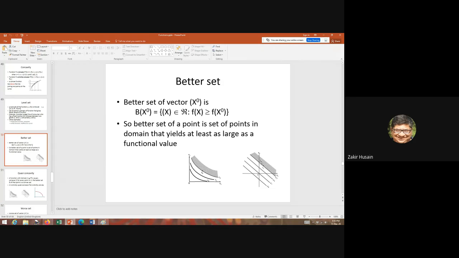In this case, we can see this is the budget line. As we move to higher and higher budget lines, it represents a better set. So if we start with C0, all points C1, C2, C3 are in the better set. If we take C1, then C2 and C3 are in the better set. Similarly, we can also define better sets for indifference curves and isoquants.